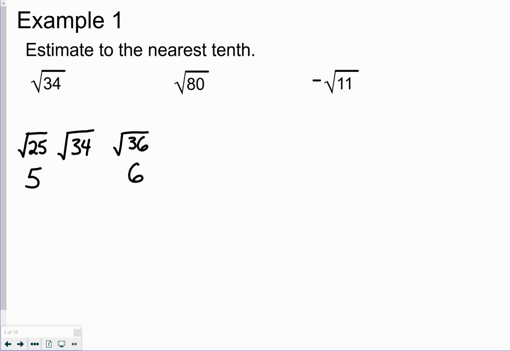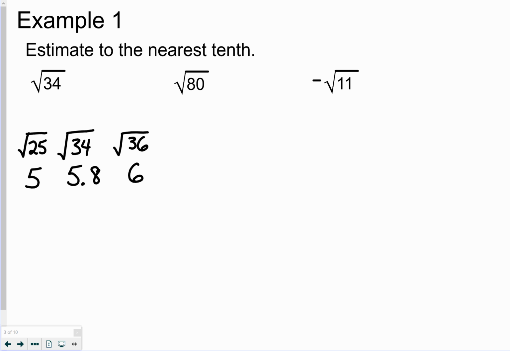So when I write down my answer, I know it should be 5 point something, because it's not all the way to 6. The 34 is only 2 units away from 36, but it's 9 units away from 25. So it's much closer to the 36, so I'm thinking 5.8. I would accept 5.7, 5.6, or 5.9. I will not accept 5.5. Does everyone see why? Because it's closer to the 36. Okay? Let's do the next one.